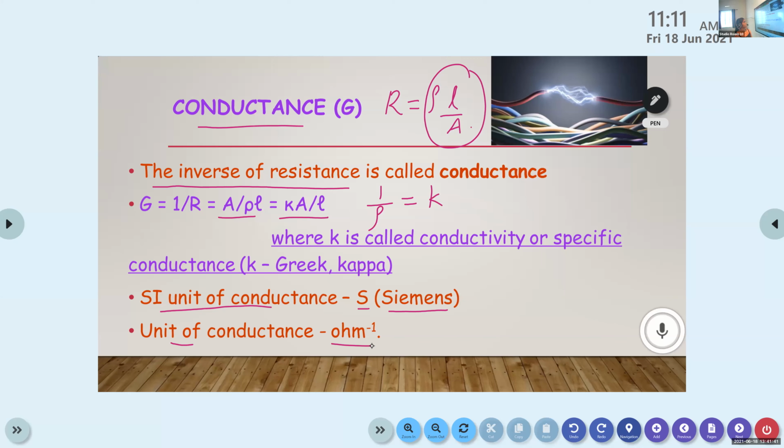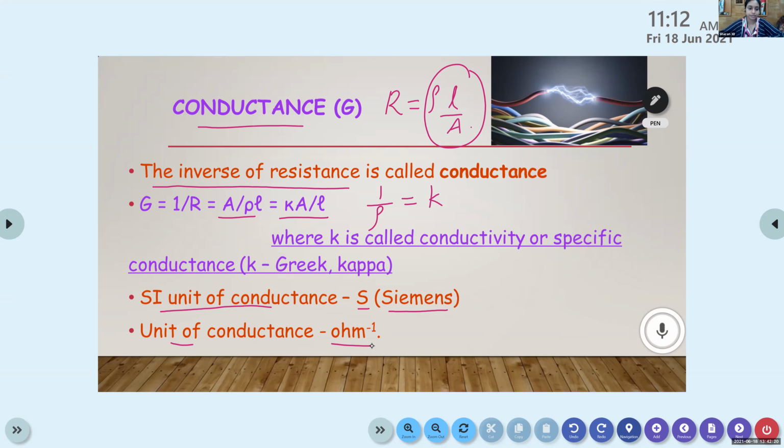Evelyn, can you read the slide? Conductance: the inverse of resistance is called conductance, and G is equal to 1 by R, which is also equal to A by rho into L, equal to K A by L, where K is called conductivity or specific conductance. The SI unit of conductance is Siemens, and the other unit of conductance is ohm inverse. Do you have any doubt, anyone? Shall I move to the next one?